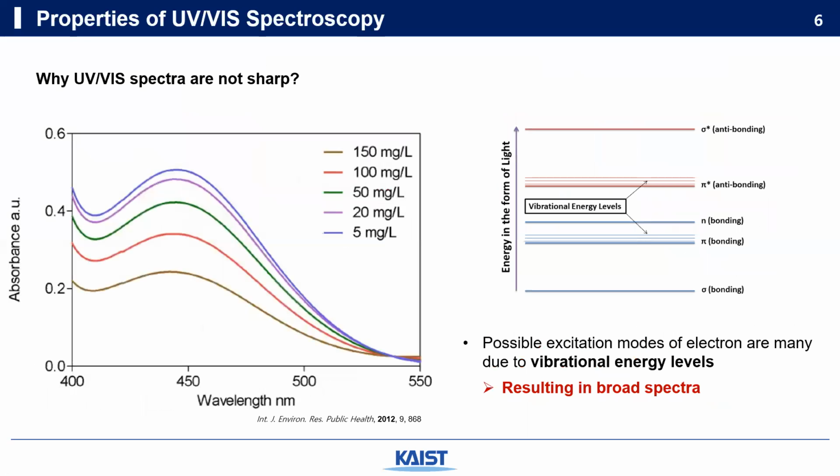As I mentioned, the disadvantage of UV vision spectroscopy is broad spectra, just like this. This is because UV vision spectroscopy proceeds by excitation of electrons between HOMO and LUMO. In this context, there are many vibrational energy levels in both HOMO and LUMO. It means that electrons can exist in many different energy levels, resulting in many kinds of absorptions of wavelengths. This character of bonding levels results in broad spectra of UV vision spectroscopy.